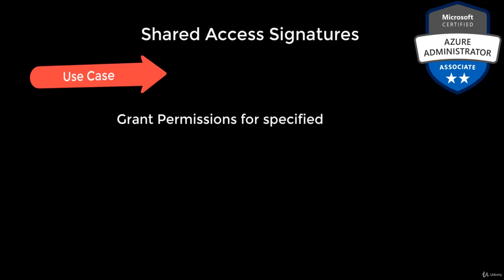Let's talk about a use case. Now, in this use case, you need to grant access to, let's say, your developer or an external company for just 3 hours, from 9 a.m. to 12 p.m., right? So that means that the access start time is 9 a.m. and the expiry time is 12 p.m. That means after 12 p.m., the developer must not be able to access your, let's say, blob storage or table.